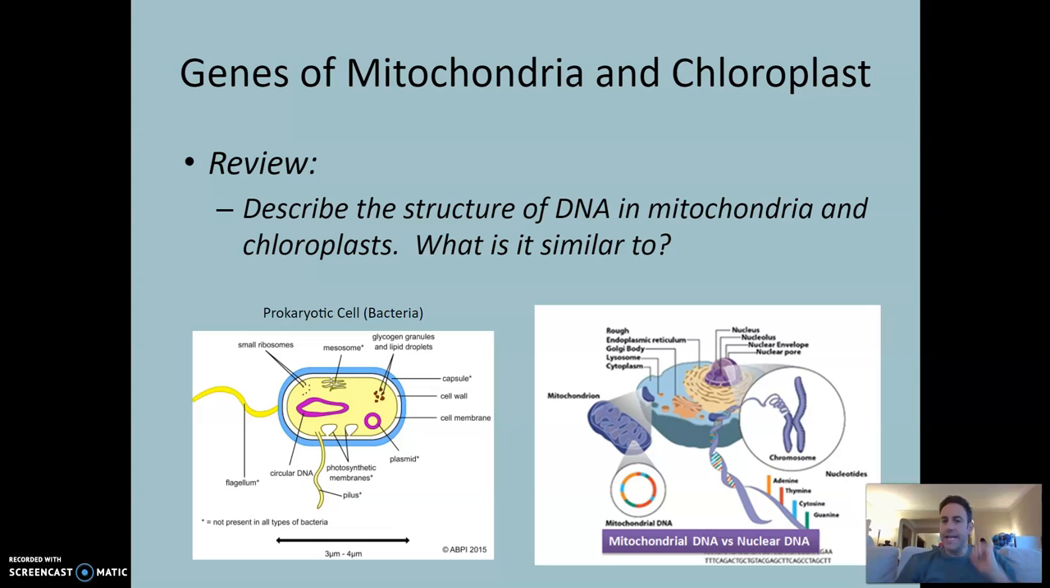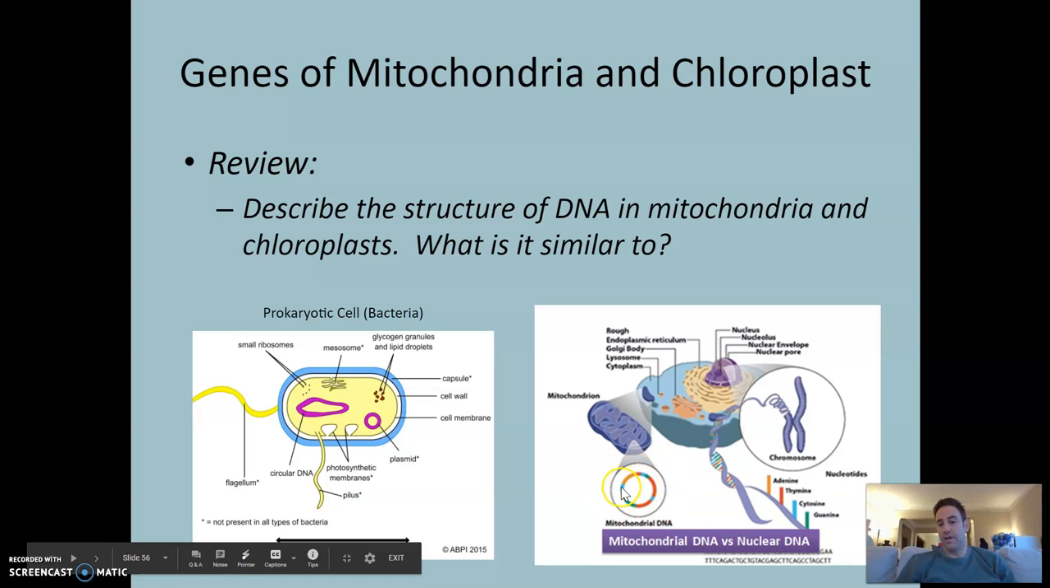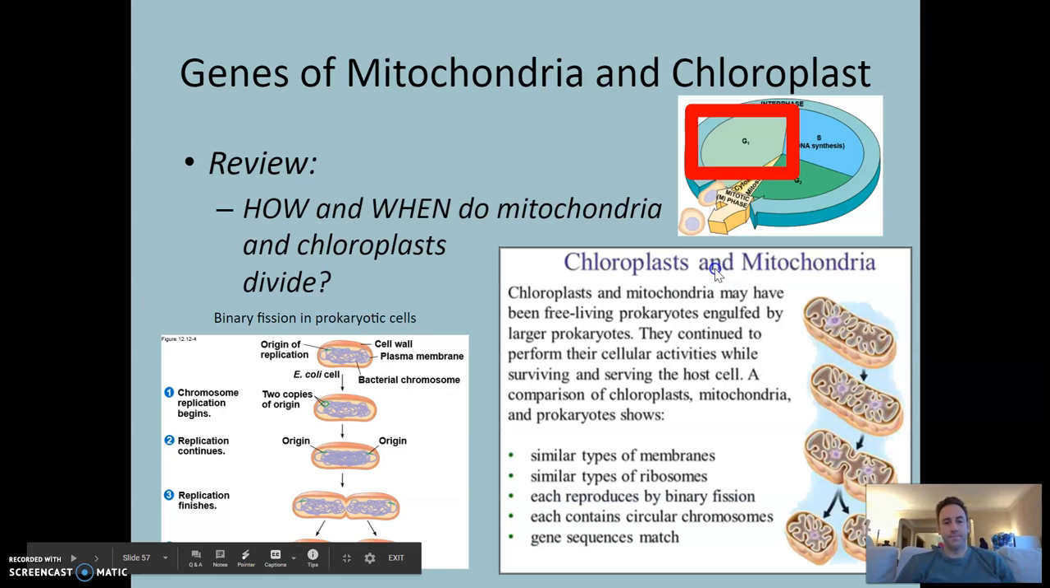Describe the structure of DNA in the mitochondria and chloroplast, and what is it similar to? Well, remember, mitochondria and chloroplasts have a single circular chromosome inside them that codes for the genes of the mitochondria and chloroplast. And that is very similar to modern bacteria, where modern bacteria, remember, have these single circular chromosomes inside them. And some also, by the way, have these little extra rings of DNA called plasmids, which we'll talk about more in our next unit. But again, single circular ring, very similar to the ancestral bacteria that they had.